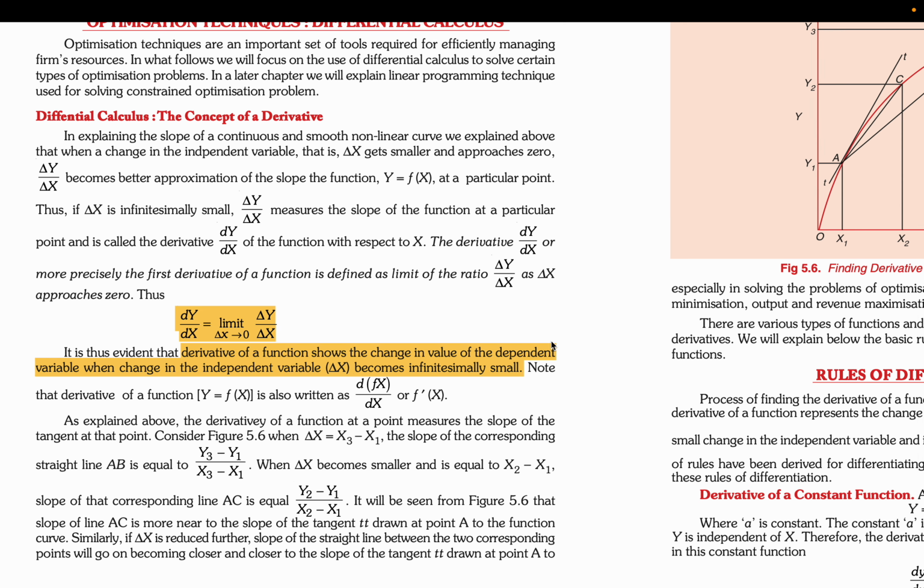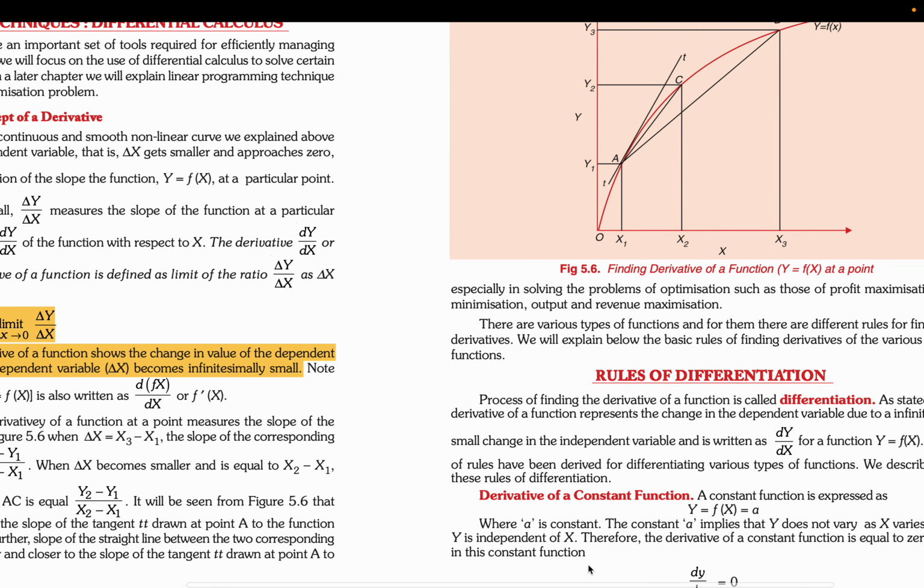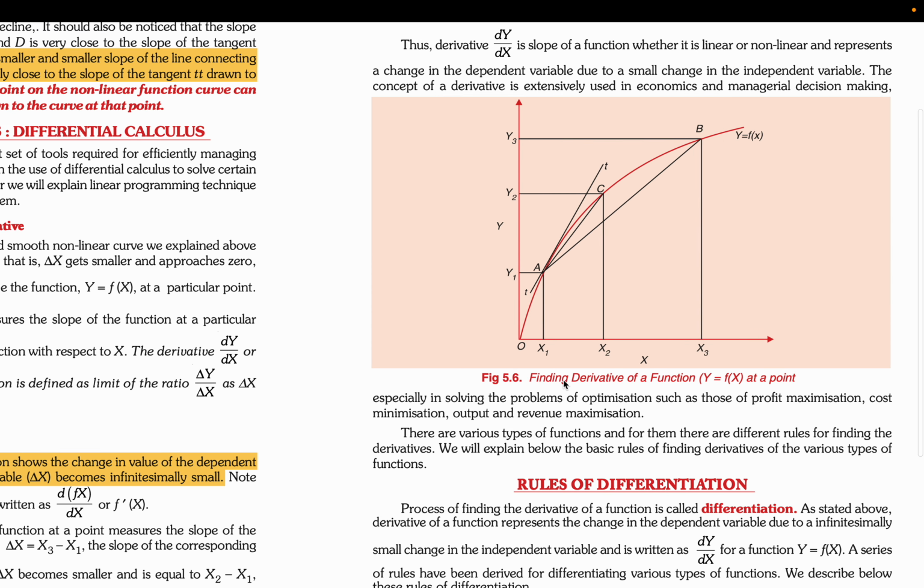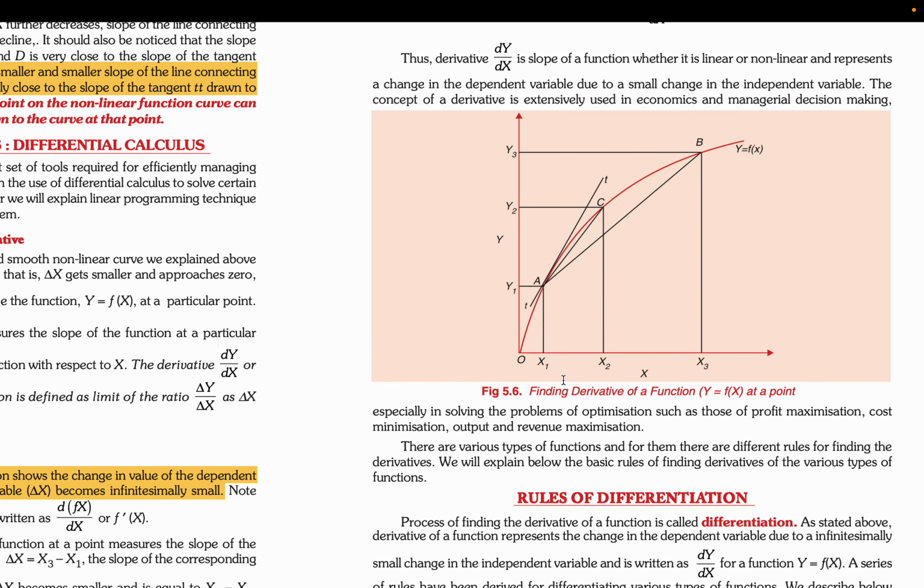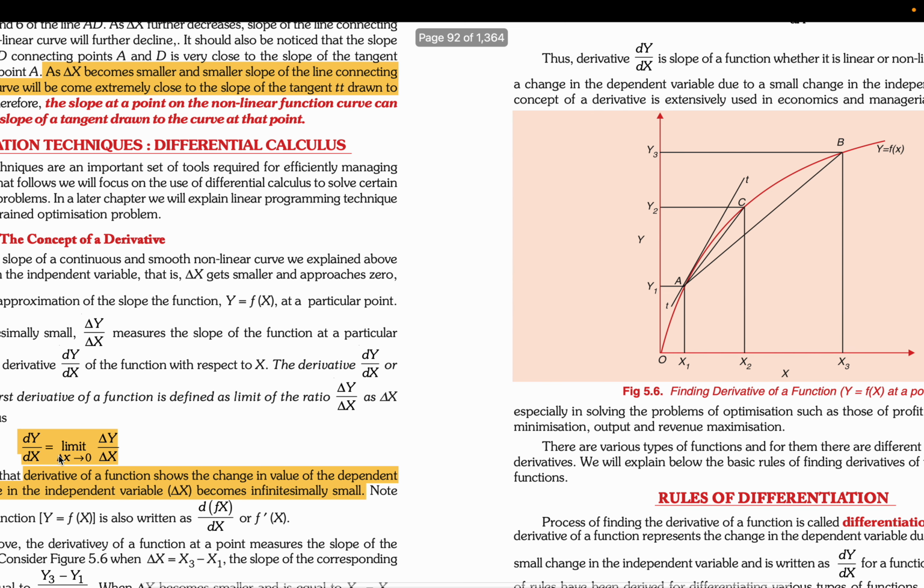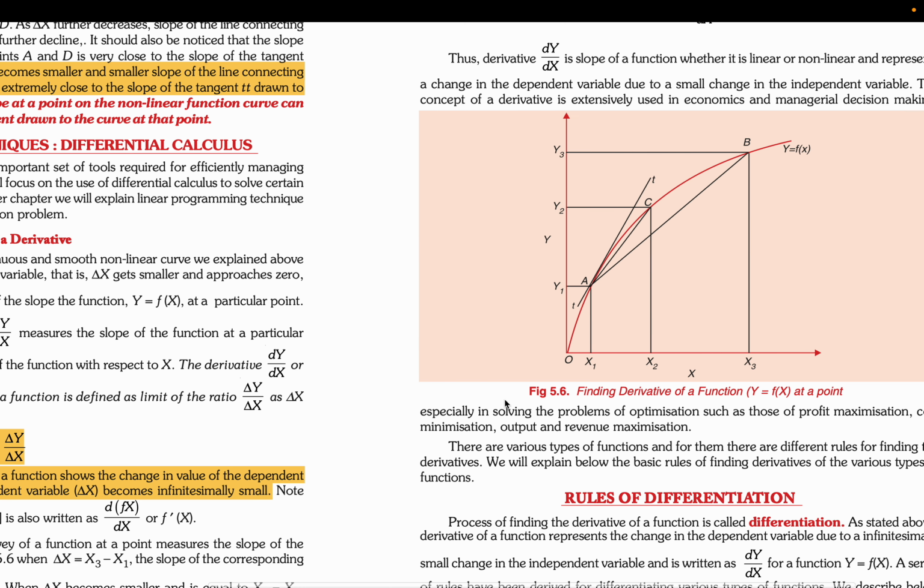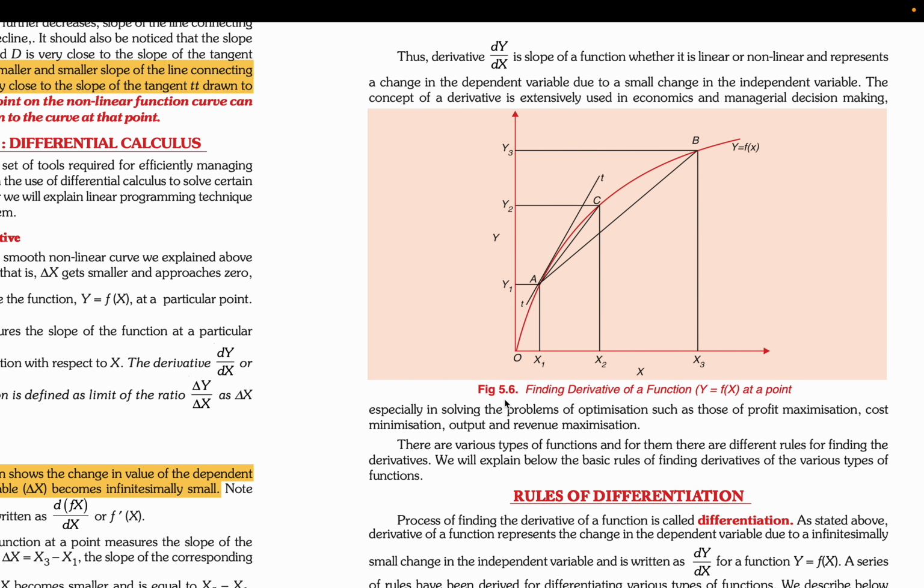Similarly, if delta x is reduced further, the slope of the straight line between the two corresponding points will go on becoming closer and closer to the slope of the tangent TT drawn at point A. So as delta x becomes infinitesimally small, or the limit of delta x approaches 0, all of this is the same thing. Thus the derivative dy by dx is the slope of a function, whether it is linear or non-linear, and represents a change in the dependent variable.